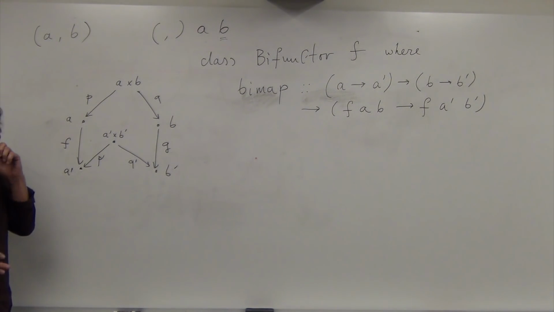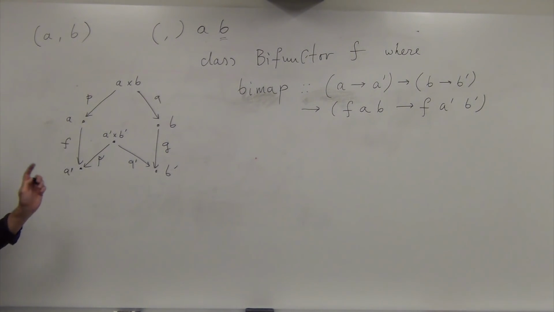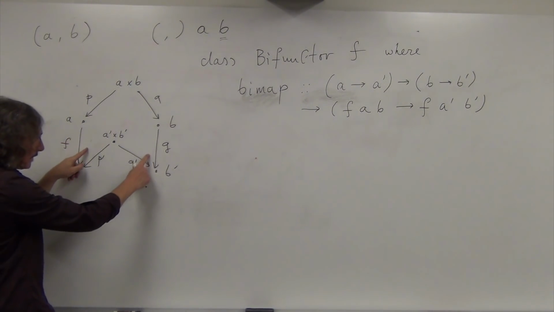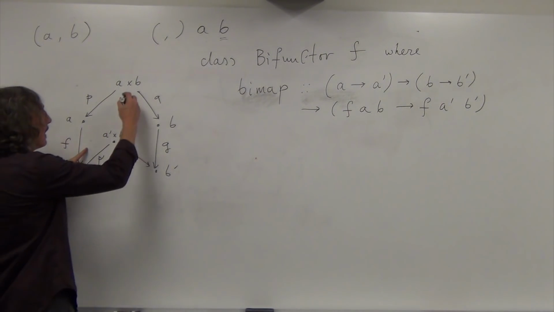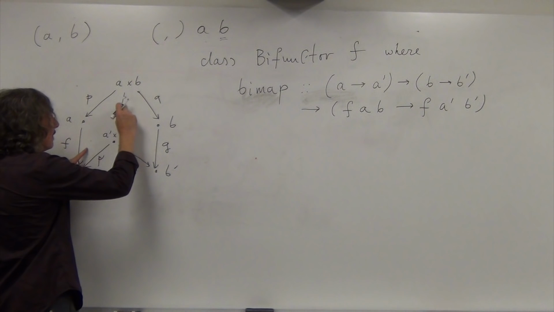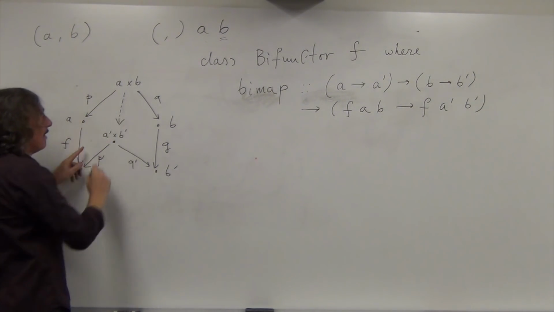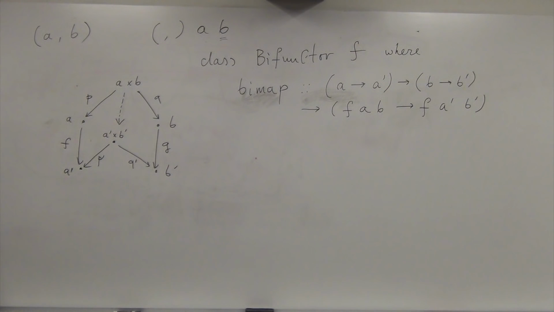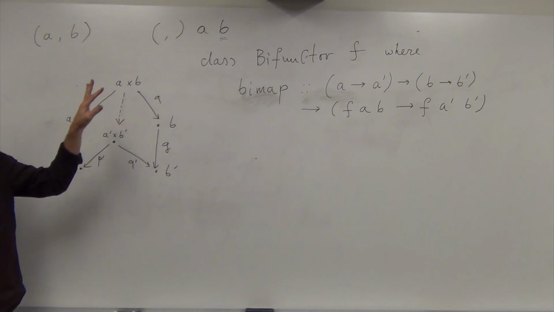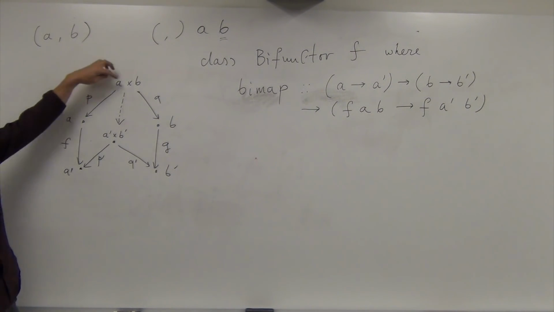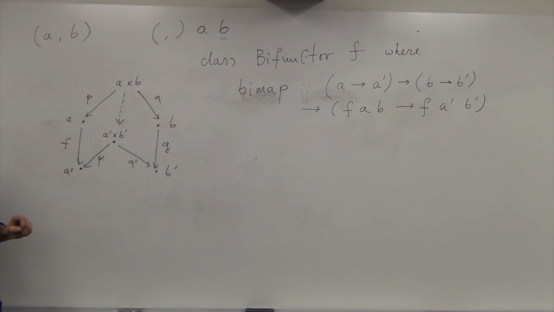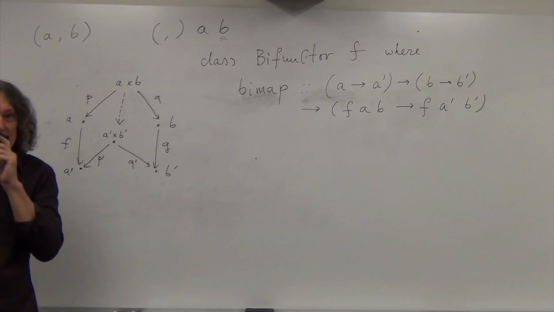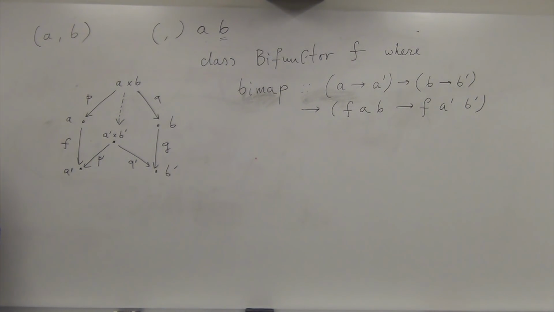Now, if I want to show that this is a bifunctor, I have to show that I can lift this pair, F and G, to something that acts from A cross B to A prime cross B prime. Now I did this in Haskell, that was easy. I just applied F to A and G to B and I got this mapping. But in general, how can I do this? Any ideas?